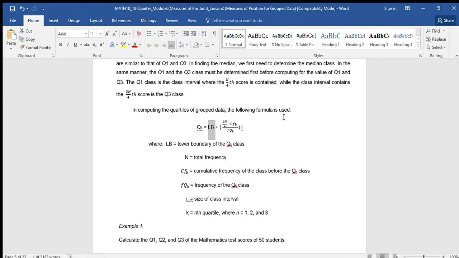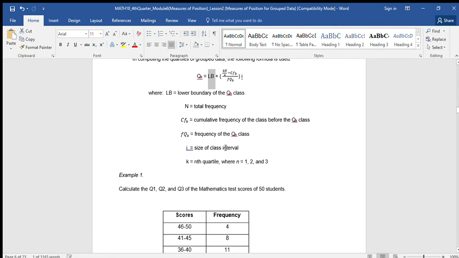Because when we talk about quartiles, the numbers used are only 1, 2, and 3. For deciles, that is 1 to 9, and for percentiles, it is 1 to 99. K is the kth quartile again, and n is the total frequency. CF sub B is the cumulative frequency of the class before the Q sub K class. FQK is the frequency of the Q sub K class. And i is the size of the class interval.